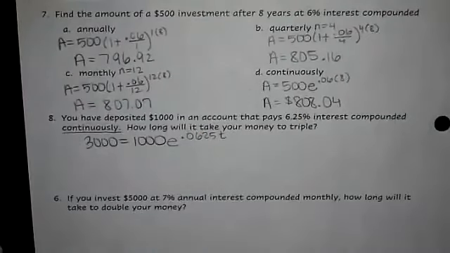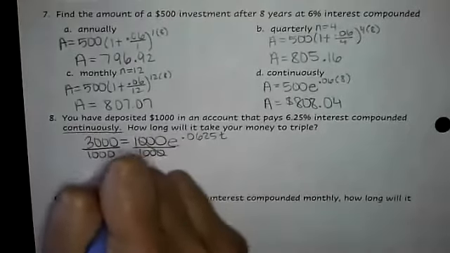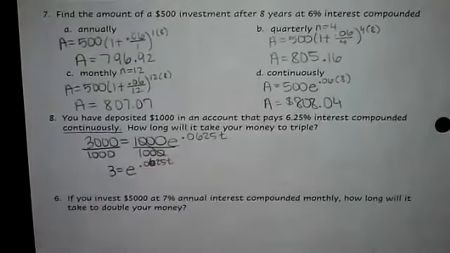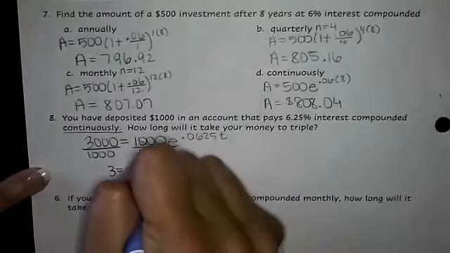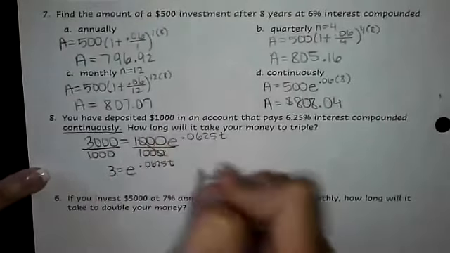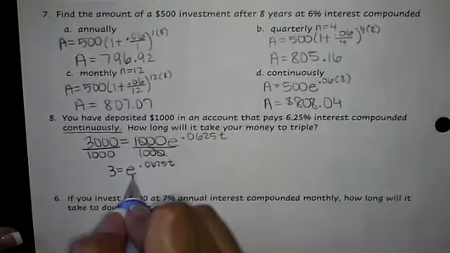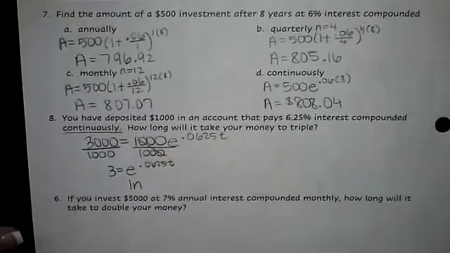So this is one of those that you're going to have to solve for because our variable's in the exponent. So I divide by 1,000. And we get 3 equals e to the 0.0625t. To free this out of the exponent, that's the only way we can solve this, is to get that t out of the exponent. In order to do that, we are going to change it to a log. So we use the definition to change it to a log. We drop our base, and so a log with a base of e is a natural log.